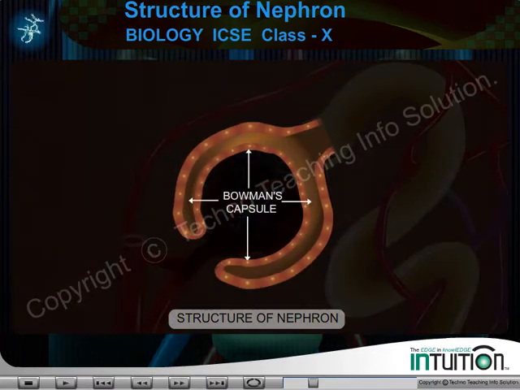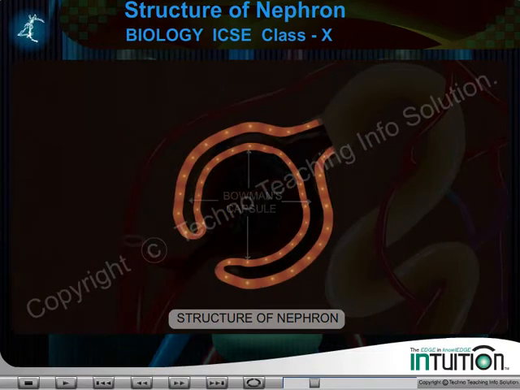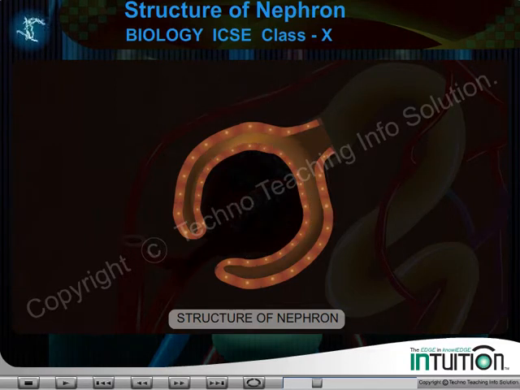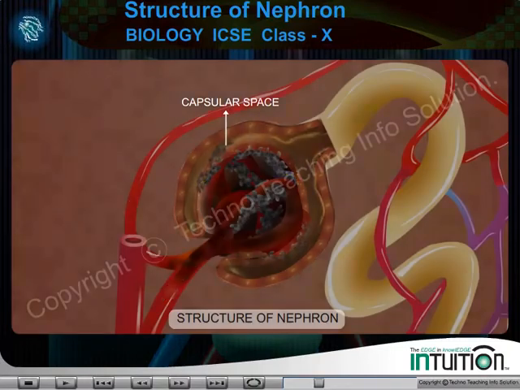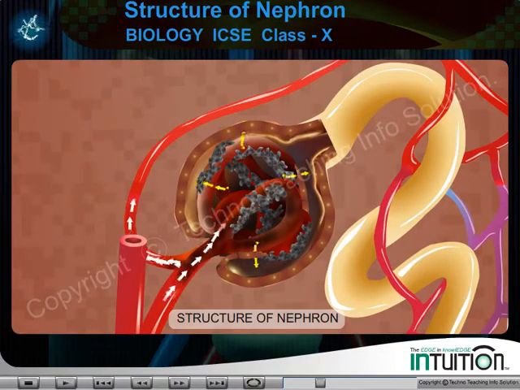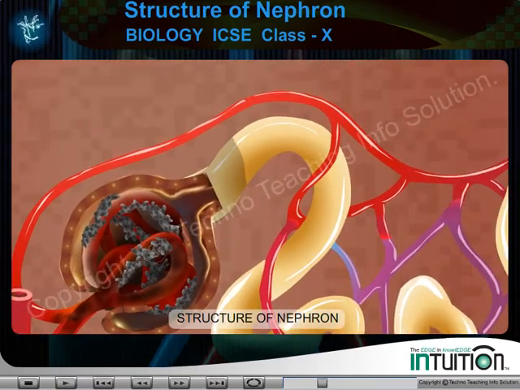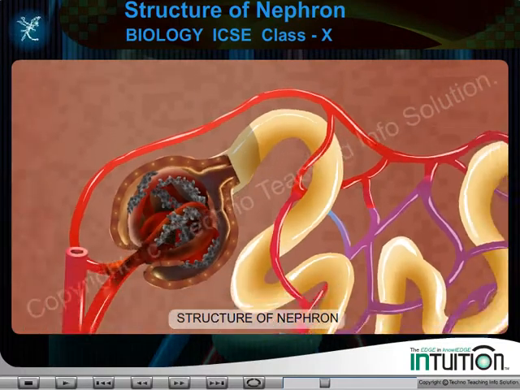2. Bowman's capsule. It is the double-layered epithelial cup which contains glomerulus. The space between the two layers of Bowman's capsule is called capsular space. The water and solutes are filtered through the Bowman's capsule. The fluid that is filtered into the Bowman's capsule is called glomerular filtrate.